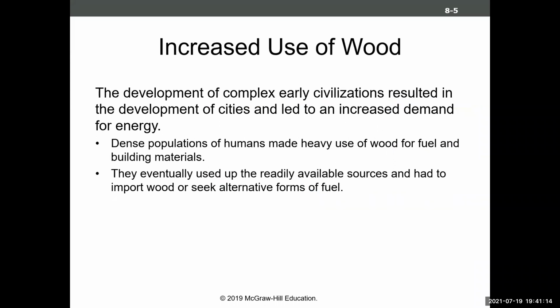And so with the development of these complex early civilizations, you need more and more demand for energy. And so like we mentioned, we use heavy use of wood for building materials and then also heating, cooking, etc. But as that wood's used up, you need other alternative sources for that fuel use. And like we mentioned, that alternative fuel, we found to be coal.